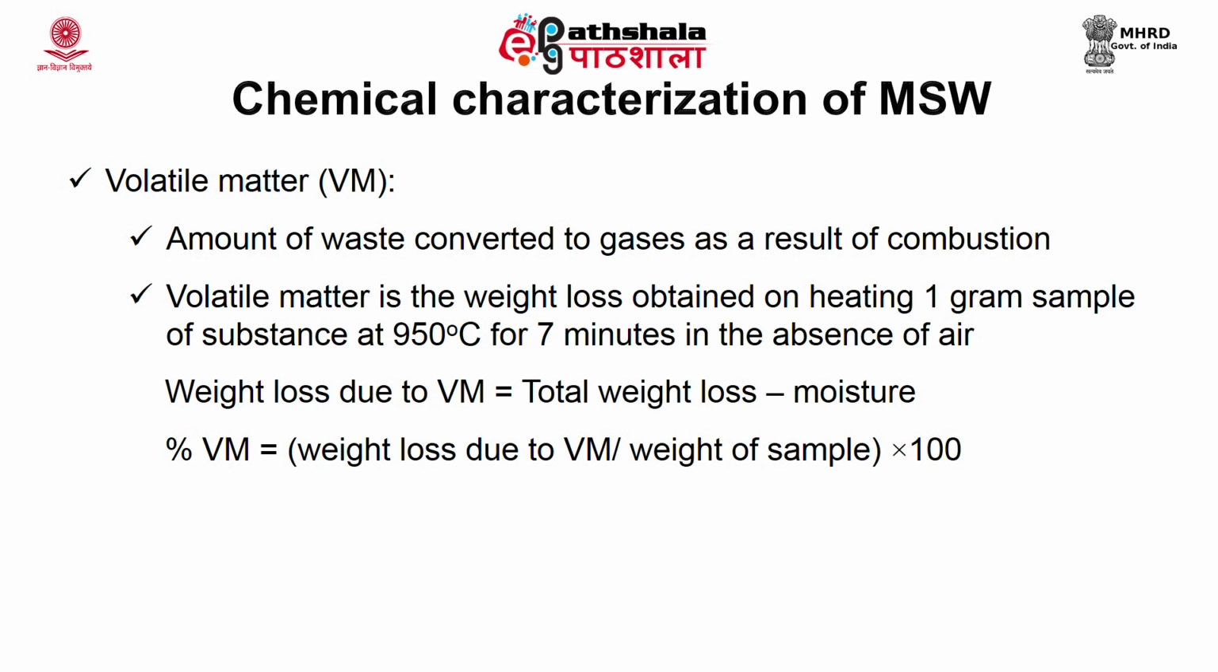Volatile matter is the weight loss obtained on heating 1 gram of sample, or 1 gram of solid waste, at 950 degrees Celsius for 7 minutes in the absence of air. Now, the weight loss due to volatile matter will be given by the total weight loss minus moisture. So, the percentage volatile matter can be calculated as the weight loss due to volatile matter divided by the weight of the solid waste, multiplied by 100.